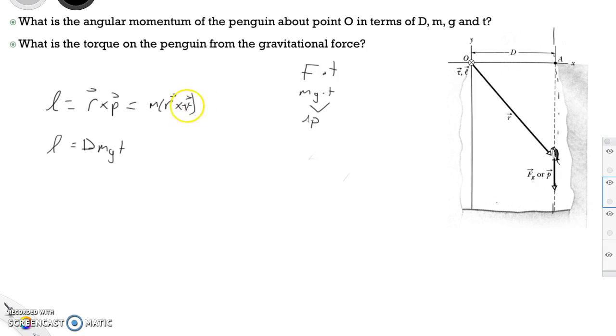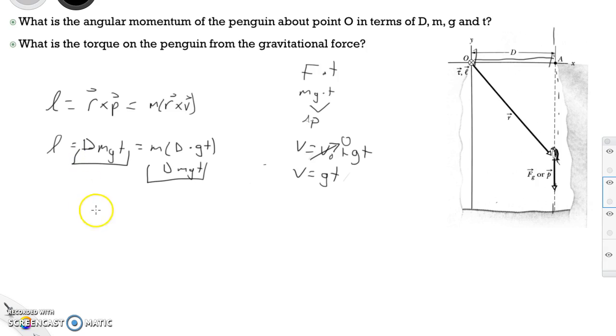The other option here is to find the velocity. Since he's in free fall, we know that he experiences acceleration g. We can use this equation here to find the final velocity. If initial velocity is equal to 0, that means that v is equal to g times t. We're allowed to use both g and t here in our answer. And so we'd multiply m, again the radius here, that perpendicular distance, is going to be d, times the velocity, gt. So again, we get d m gt for our angular momentum, solving it either way.